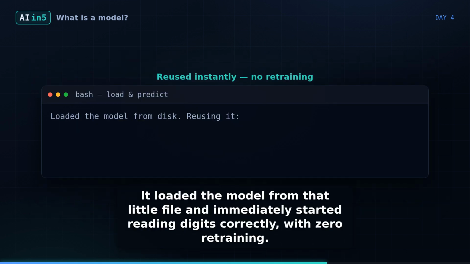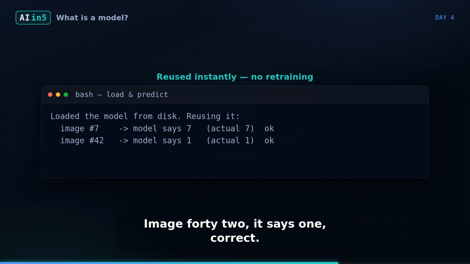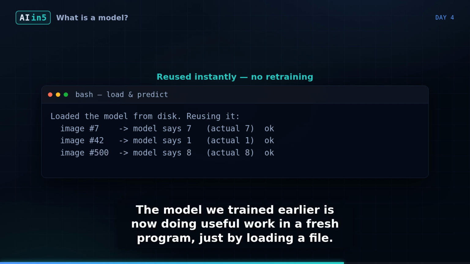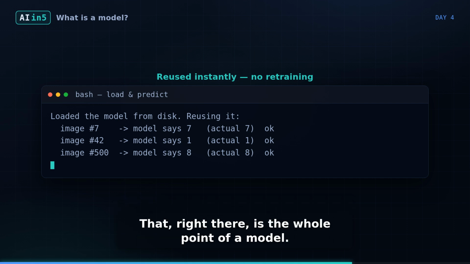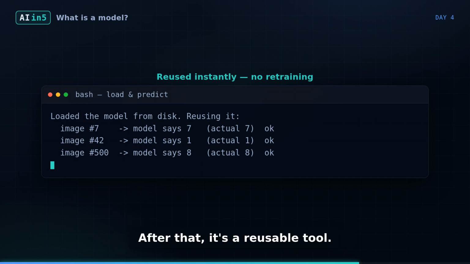Boom. It loaded the model from that little file and immediately started reading digits correctly with 0 retraining. Image 7, it says 7. Image 42, it says 1, correct. 508, correct. The model we trained earlier is now doing useful work in a fresh program, just by loading a file. That, right there, is the whole point of a model. The hard work of learning happens once. After that, it's a reusable tool.